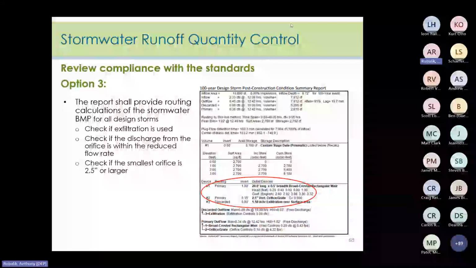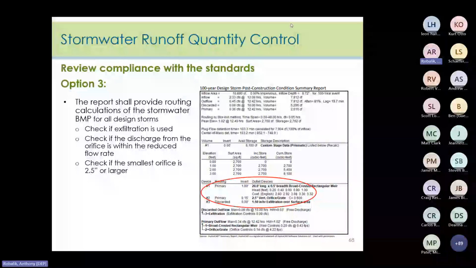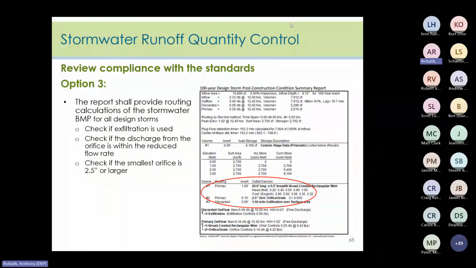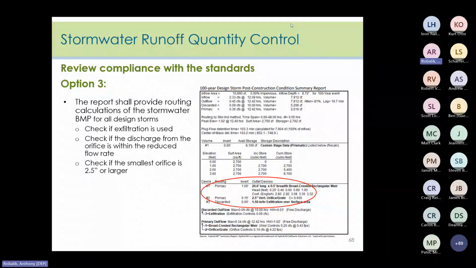And here's an example routing calculation. The reviewer should also check to see if exfiltration is used and whether it's discharged from an orifice or weir, and whether that discharge meets the reduction requirement. And also check the size of the orifice, as we have that 2.5 inch minimum diameter.